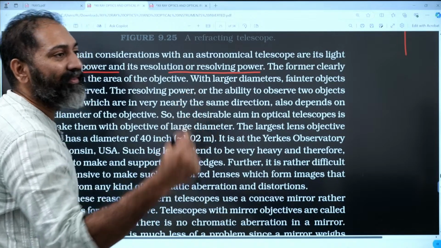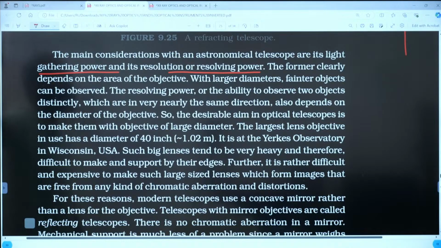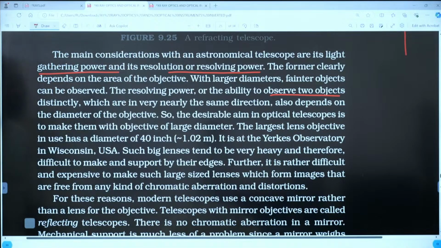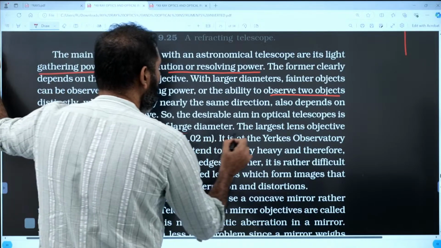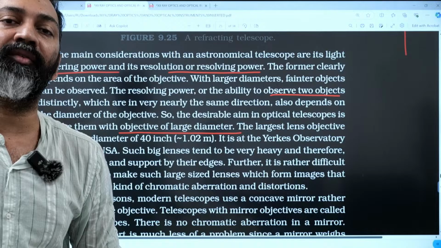Even if it is a very small object, with a very large telescope we can observe it. The resolving power, or the ability to observe two objects distinctly, I told you earlier, ability to observe two objects distinctly means separately, which are in very nearly the same direction, also depends on what? Diameter of the objective. So the desirable aim in optical telescope is to make them with the objective of what? Large diameter.